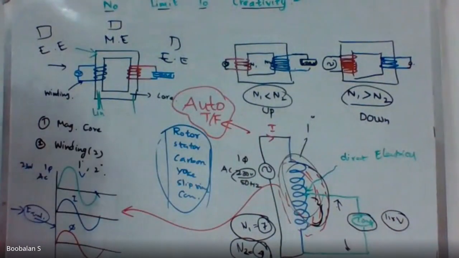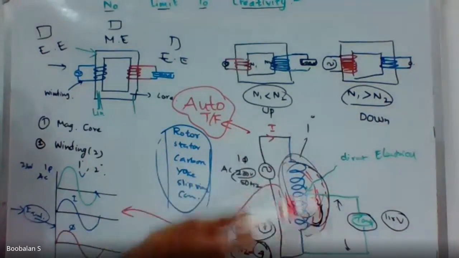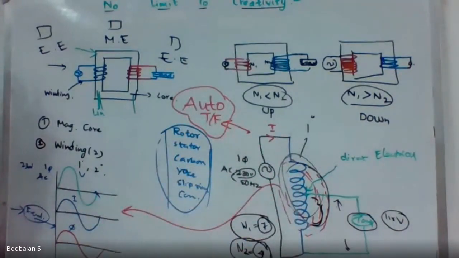Auto in the sense, in Greek words, it's called self. Self in the sense mono, that's called one. That is called one winding. So self winding, self-induced EMF here, self and auto. That's why it's called auto transformer, right? So today's topic is now auto transformer.